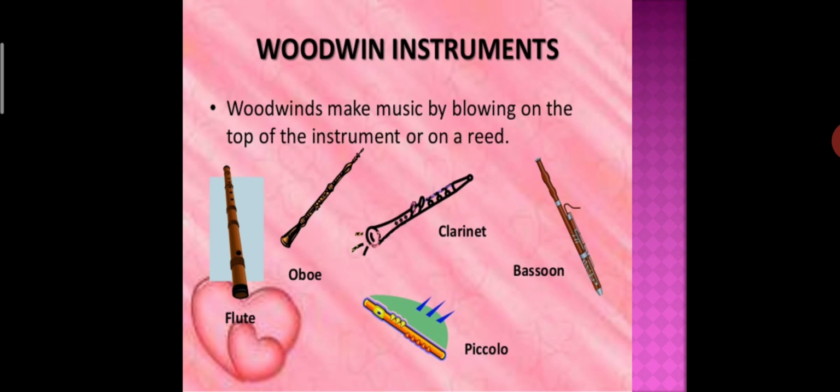Woodwind instruments. Woodwinds make music by blowing on the top of the instrument or on a reed. So flute, oboe, clarinet, bassoon, piccolo, these are all woodwind instruments. Woodwind instruments are made of wood, and with the help of wind, or blowing air, they make music.